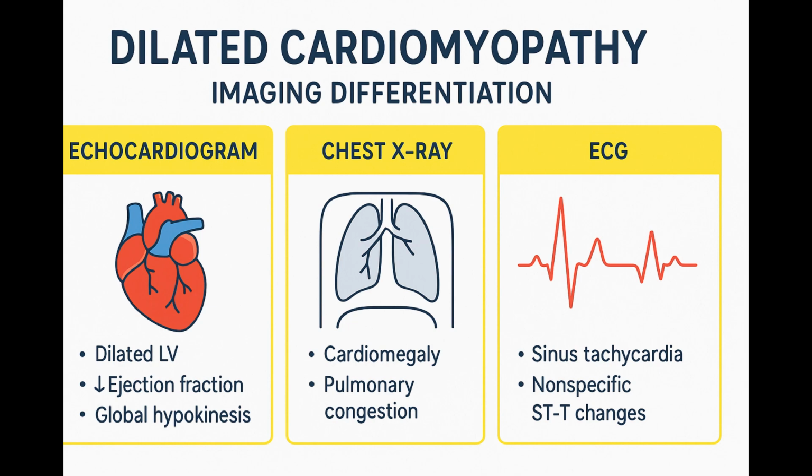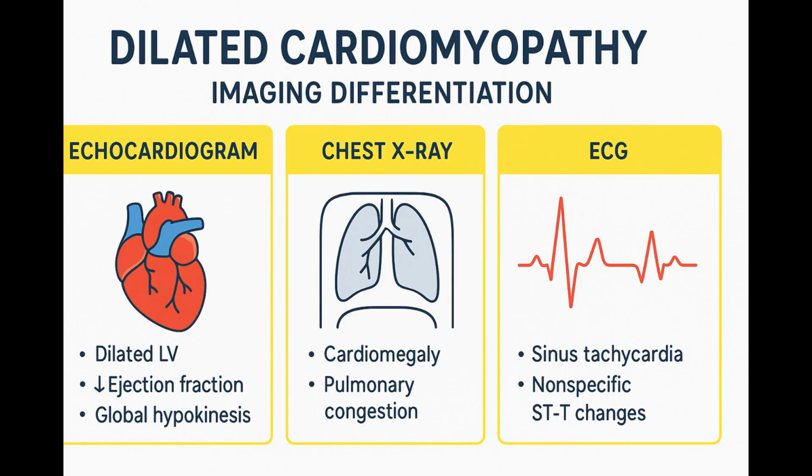Global. Why is it so important to highlight the word global? Because it immediately differentiates DCM from ischemic cardiomyopathy. In ischemic disease, the wall motion problem is typically regional, localized to an area that's supplied by a blocked coronary artery. DCM affects the heart muscle everywhere all at once. I see. And of course, the echo confirms that severely depressed ejection fraction, usually below 40%.